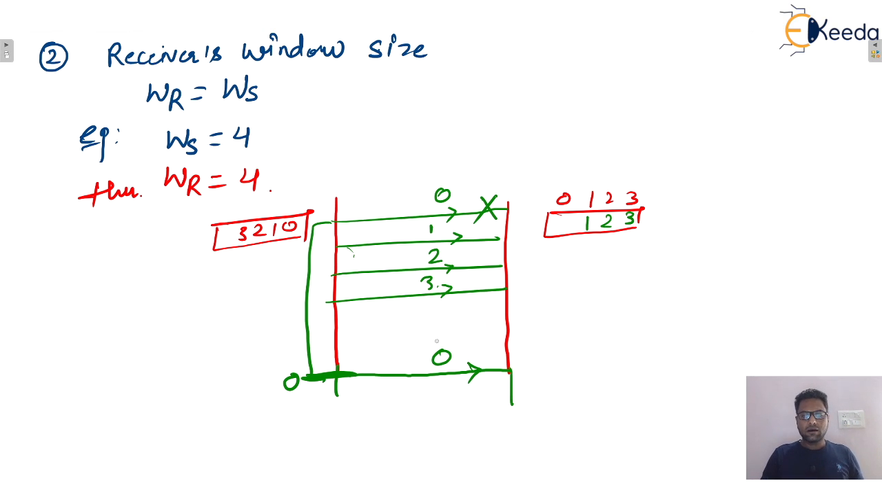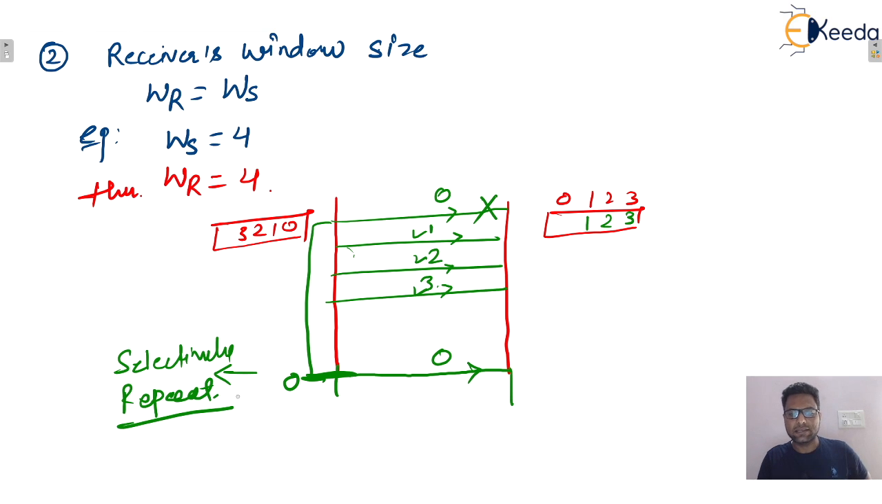So here, instead of retransmitting 1, 2, 3, only the 0th packet will be transmitted. That means selectively repeating the packet that is lost, isn't it? I hope this one is clear to everyone. So in selective repeat, we can say that it selectively retransmits the packet. I hope this point is clear to everyone.